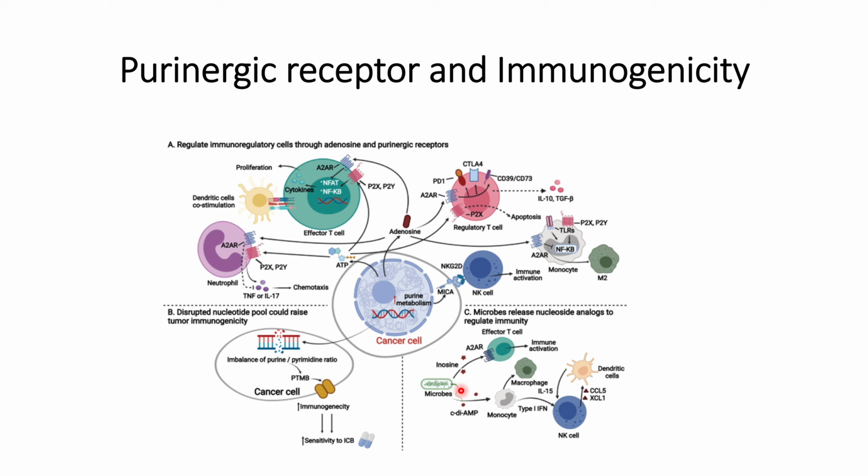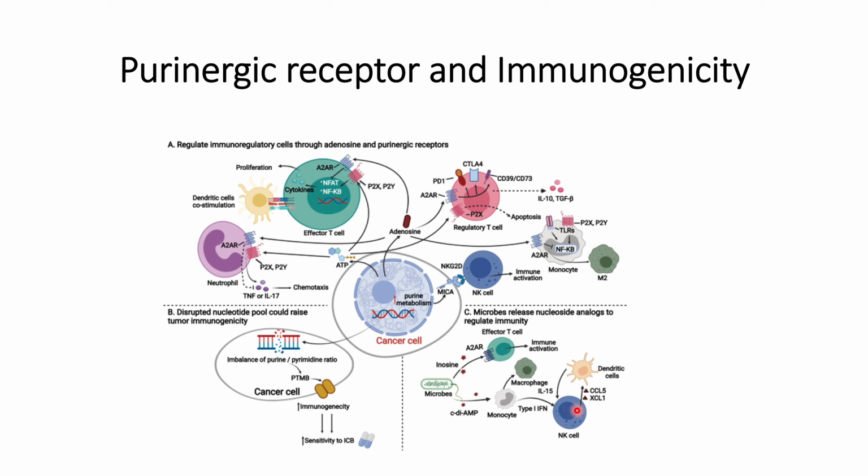And the other way by which microbes trigger an immune response is through cytokines such as cyclic di-AMP, and it will help the monocyte differentiate into macrophages, or we can say the M1 phenotype. Simultaneously, this monocyte will also release type 1 interferon, and that will activate the NK cells.